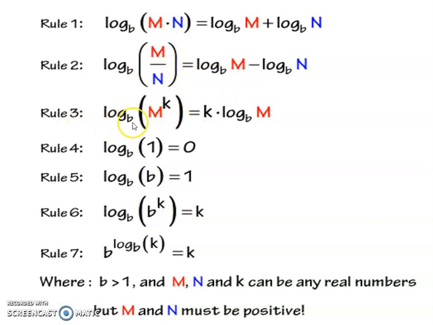Third rule: log to the base b of m raised to k is equal to k log of m to the base b. Here I have changed the alphabet to b.